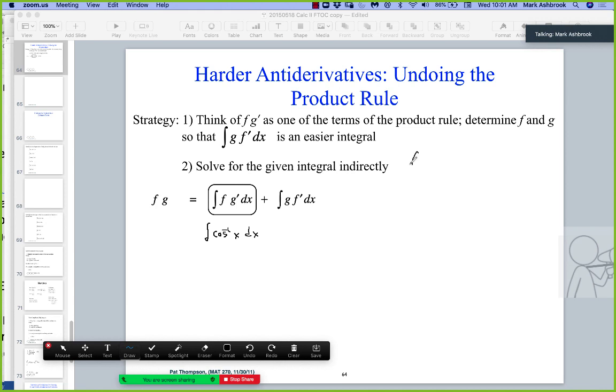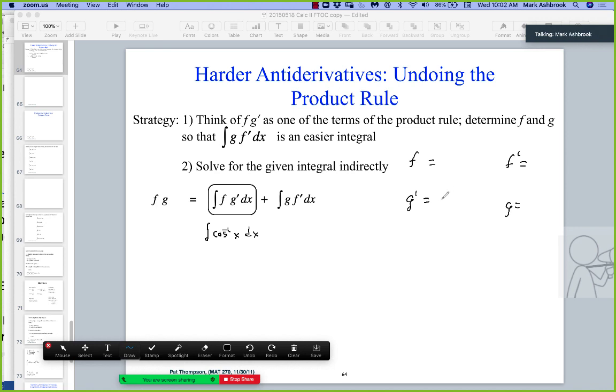So if it's undoing the product rule, we're going to have an f and a g prime. So what should I make? For sure, cosine inverse is going to be one of these. Which one should it be? Should it be f or g prime? F. Why f? Because if you were to try to do the integral of arc cosine, it would be really ugly. That's probably why it should be f.